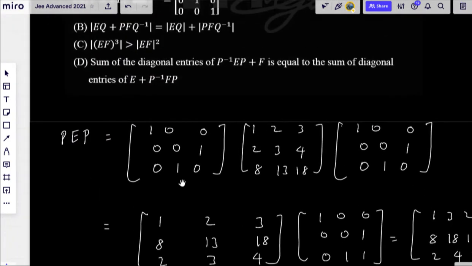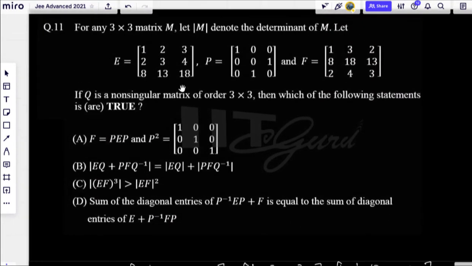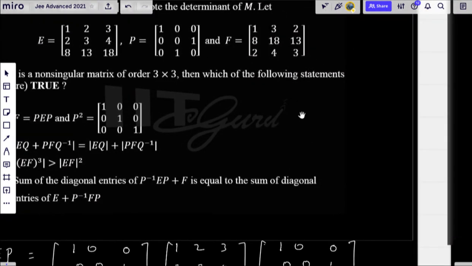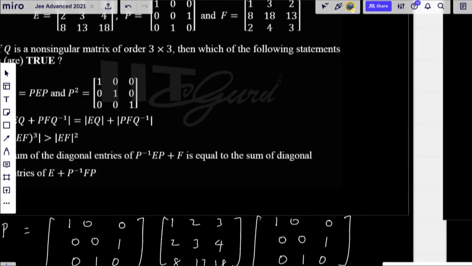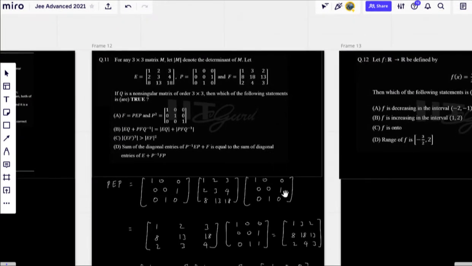And what about this one here? PEP, that is F. So for F, you can see 1, 3, 2, then 8, 18, 13, and 2, 4, 3. This is F. This is nothing but F here.